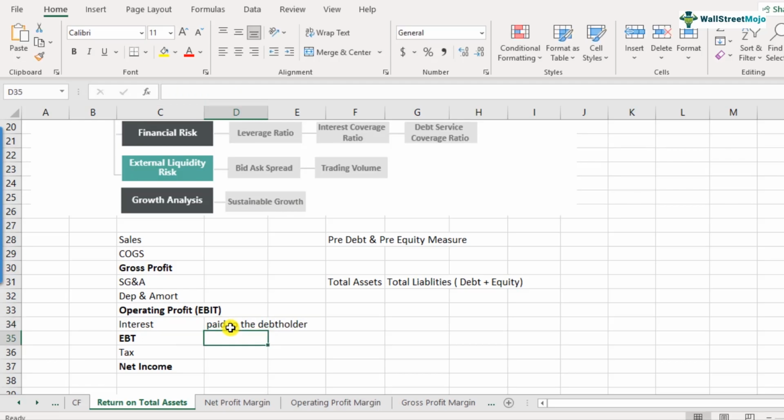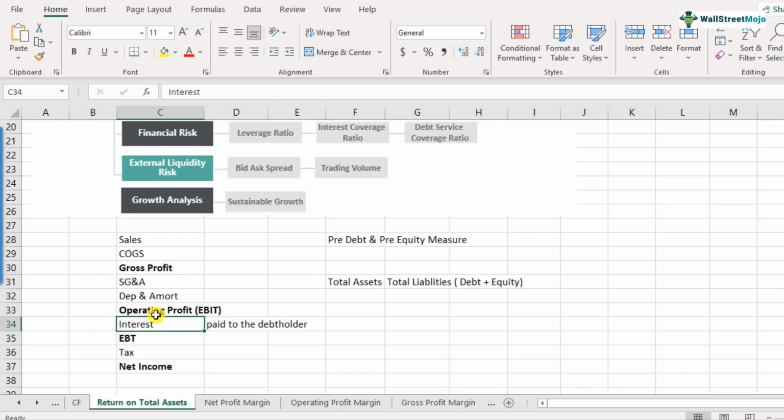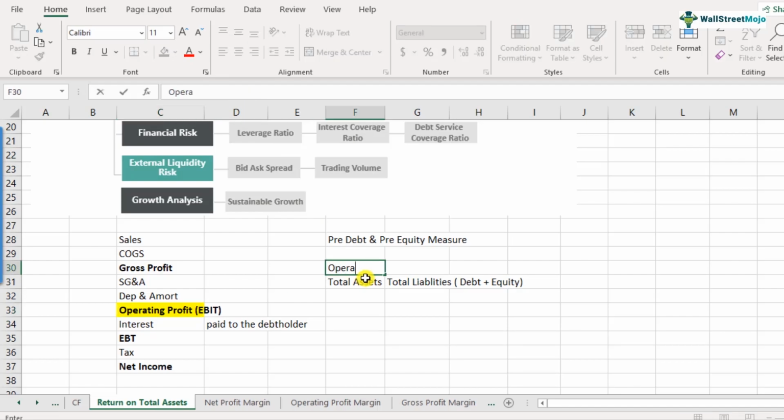Right. So you cannot take EBT because you have already taken care of the debt holders. When in the denominator there is the sum total of debt and equity, you have to take a measure which is just before interest. So this number, that is operating profit, is the most suitable measure to be considered in this formula as such. So we take operating profit as a measure which is pre-debt and pre-equity. So operating profit divided by total assets is the formula for calculating return on total assets.